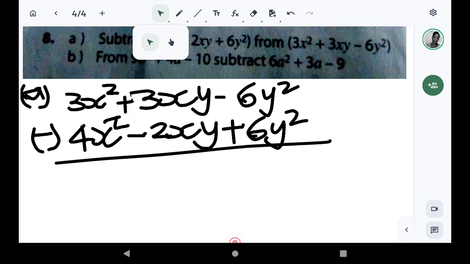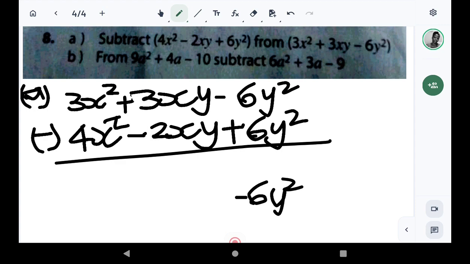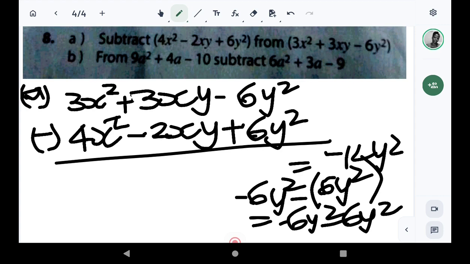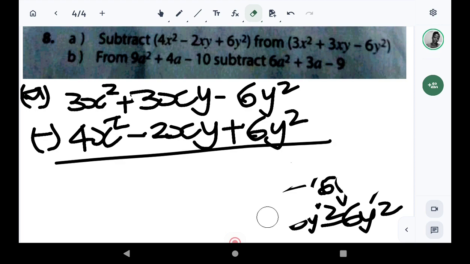Now let's go. Minus 6y squared minus positive 6y squared. All right, that gives us negative 6y squared minus positive 6y squared, which is equal to negative 6y squared minus 6y squared, which gives us negative 12y squared. So that's what we have there.